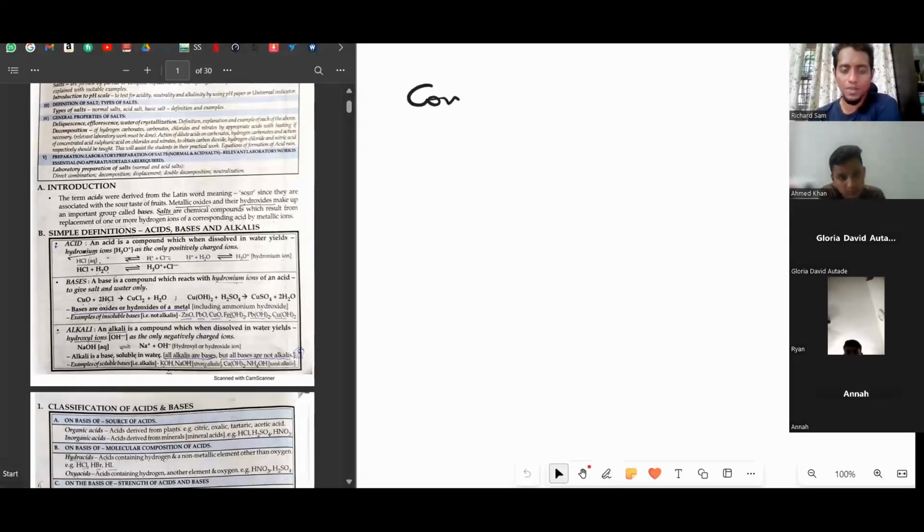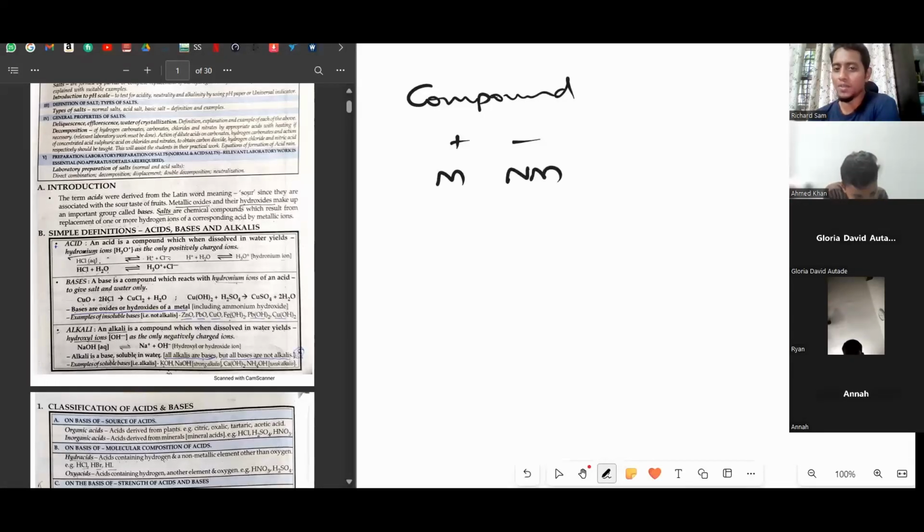Now, previously we have learned that any compound is generally made up of a positive and a negative radical, or an ion. There's a positive ion and a negative ion. So if the positive ion is a metal and the negative ion is a non-metal, then what type of compound is this? It's a salt. It's actually not covalent, it is an ionic compound or electrovalent compound. That's what we studied from the previous chapter, okay?